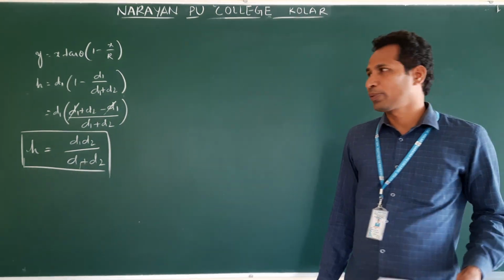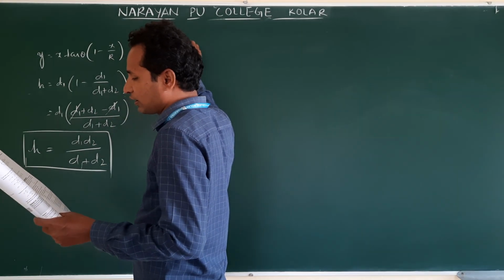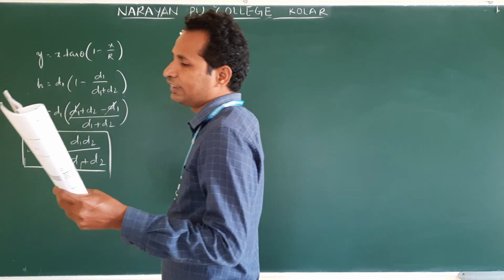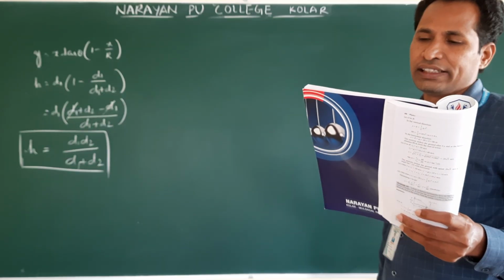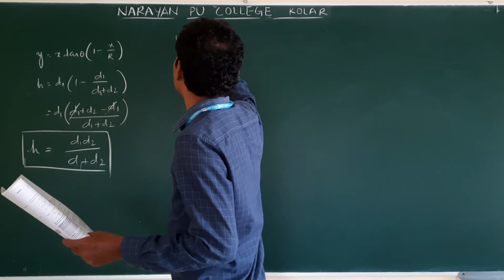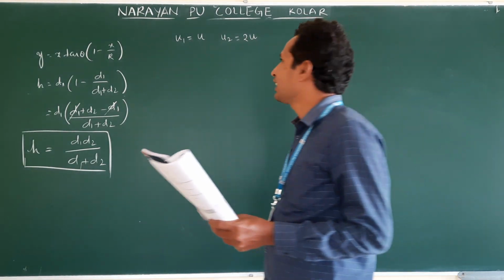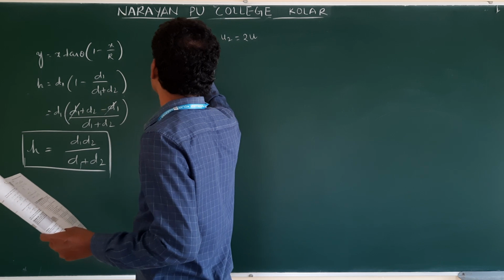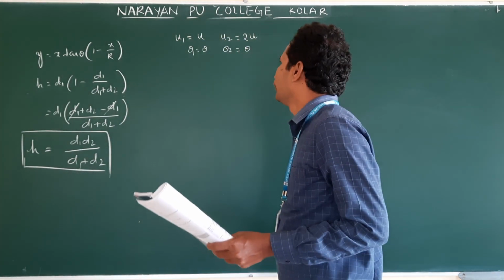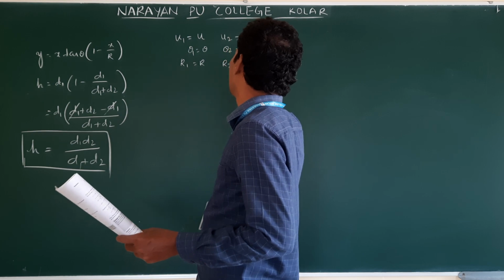Whenever you find this kind of problem, follow this. What did they change in the question? That we need to concentrate on. They did not change the angle of projection, they changed only the initial velocity. So in the first case take u1 as u, in the second case take u2 as 2u, since they mentioned double. The angle of projection is the same, theta, in both cases. For range, in the first case r1 is equal to r, and the second case they asked.